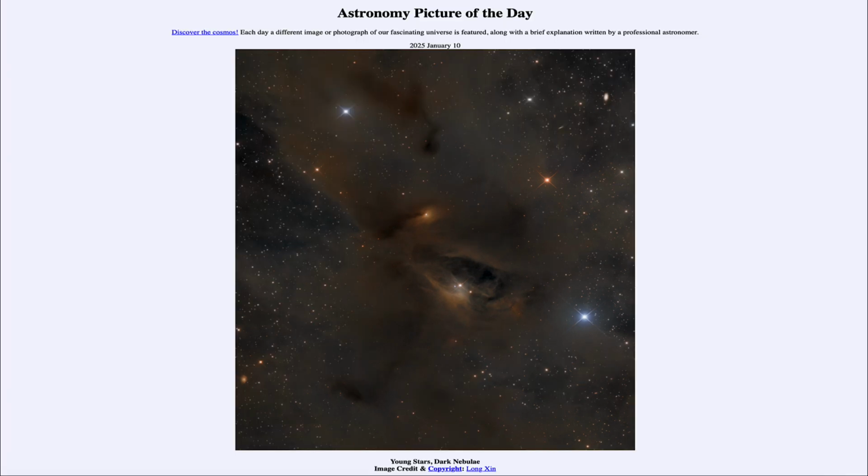So that was our picture of the day for January 10th of 2025. It was titled Young Stars, Dark Nebulae.